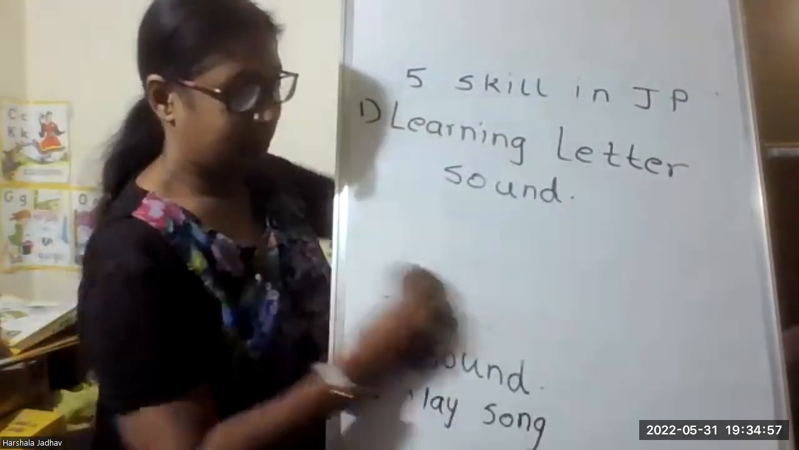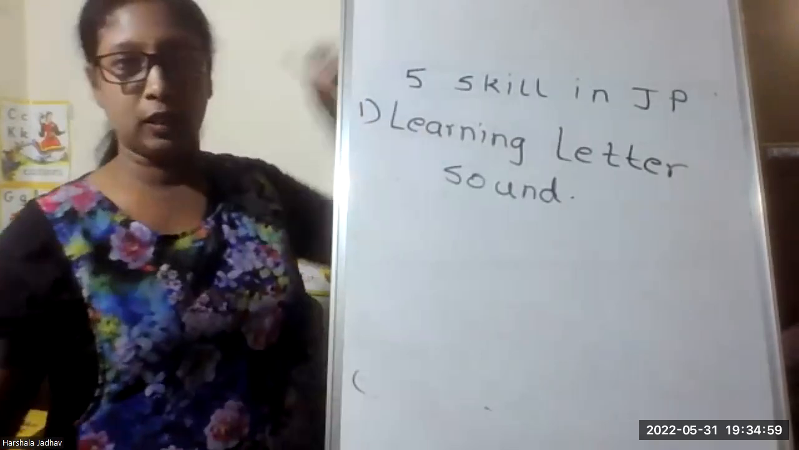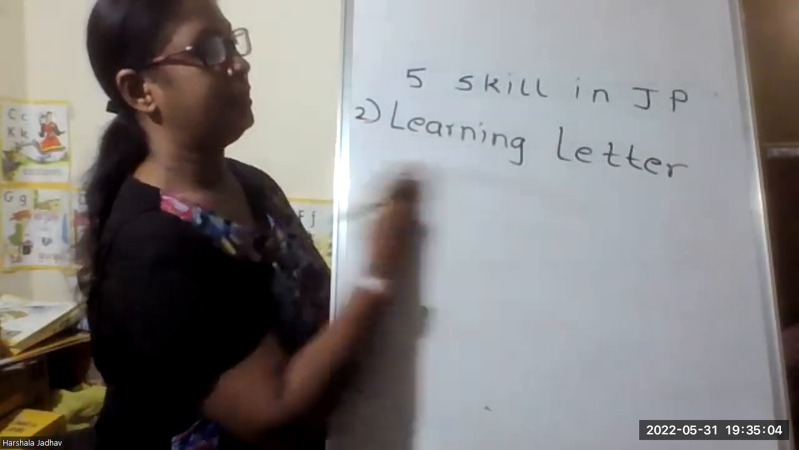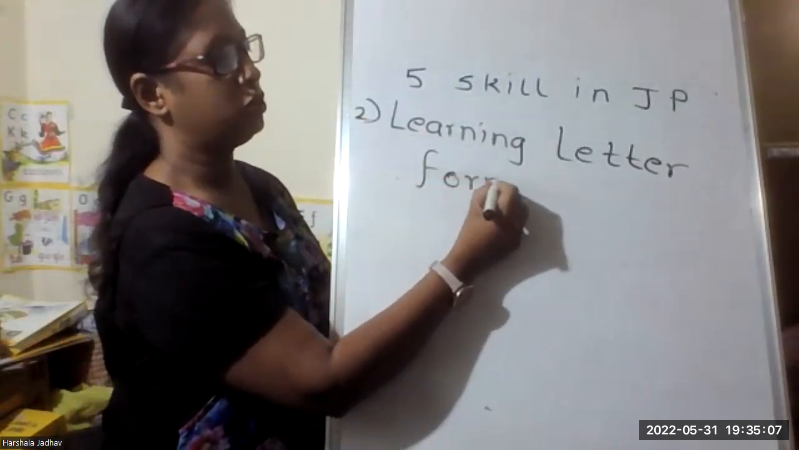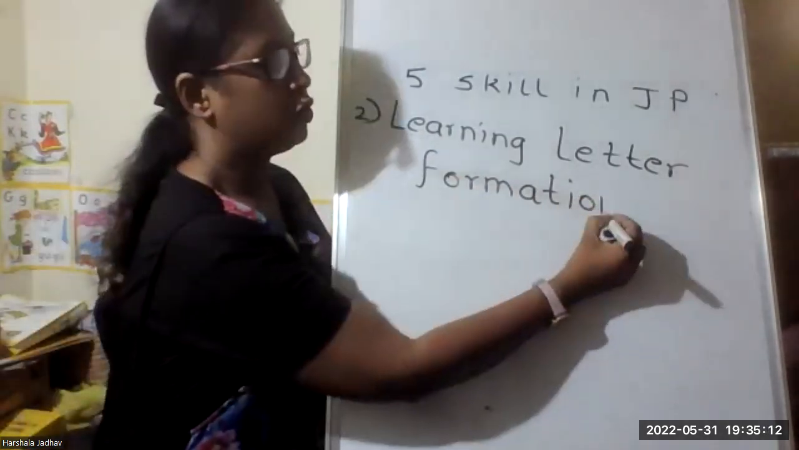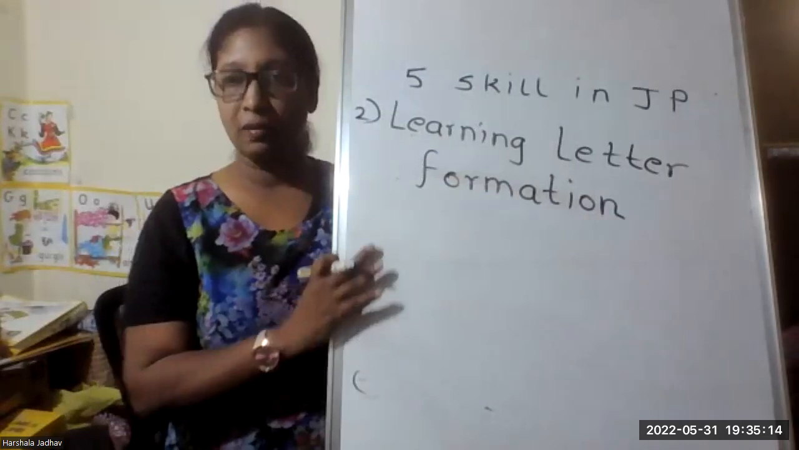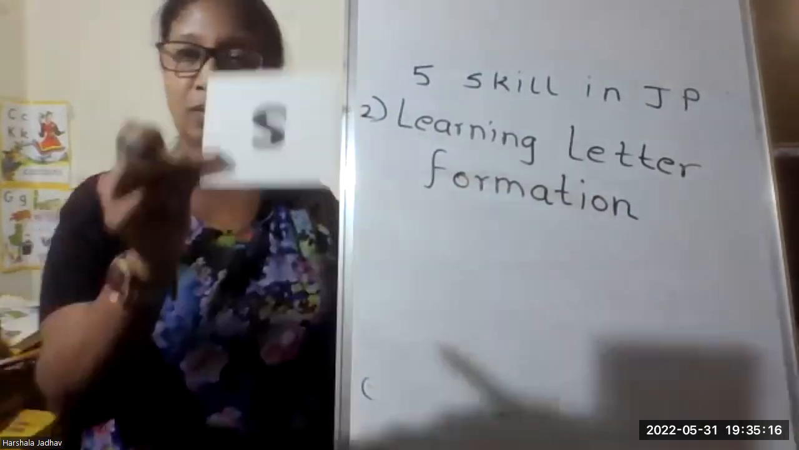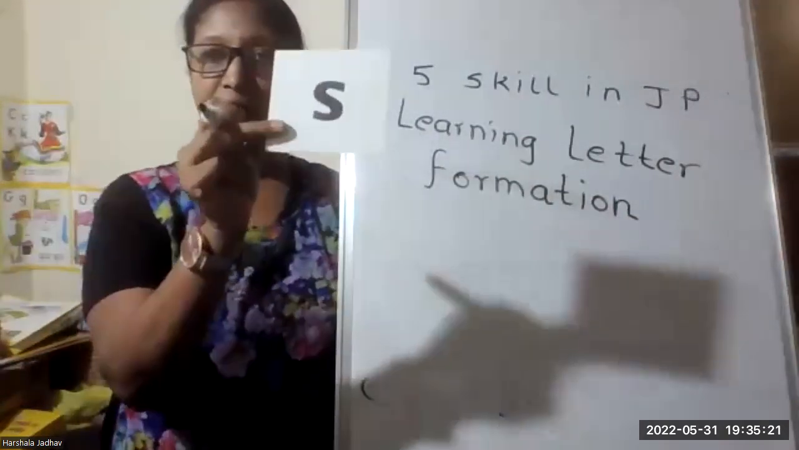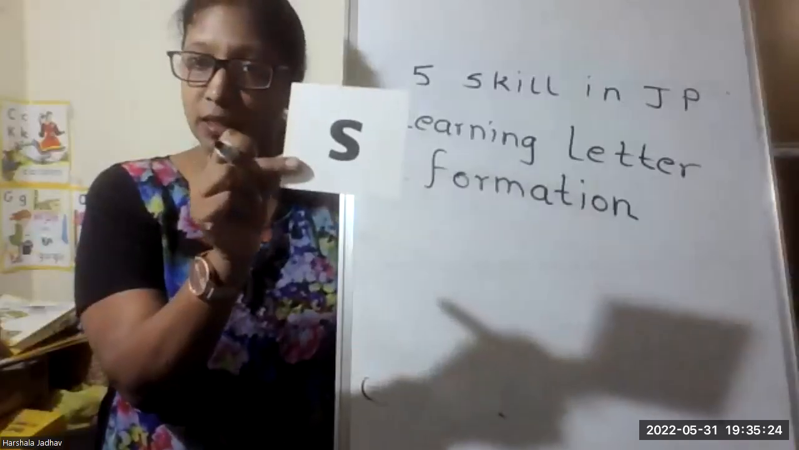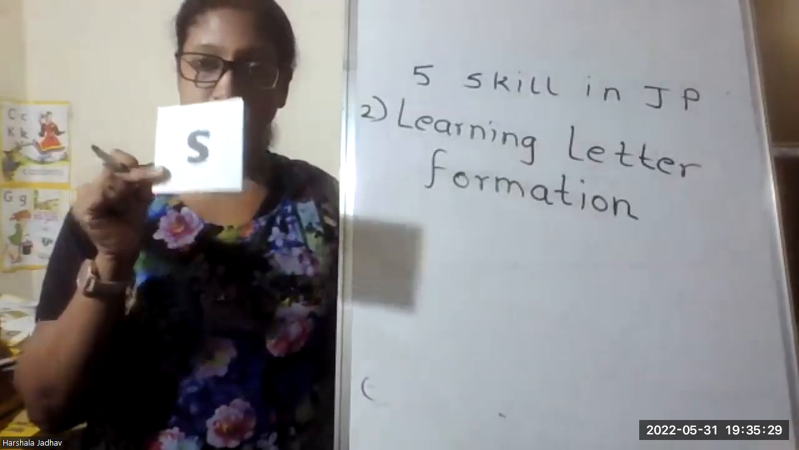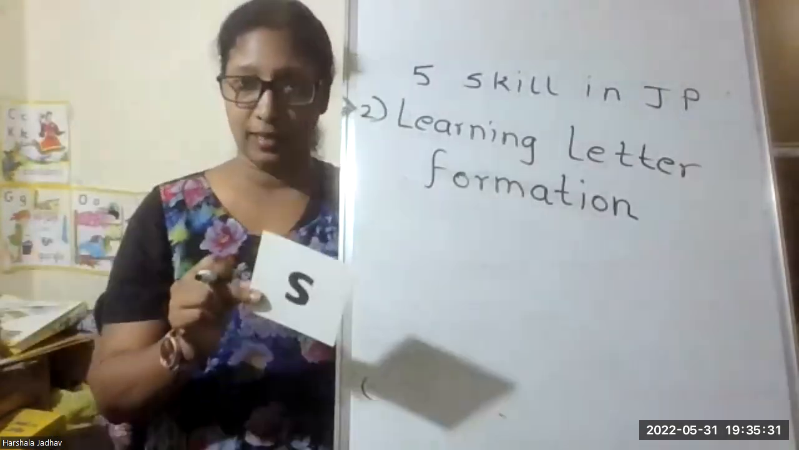Now, what is the second basic skill of Jolly Phonics? Okay, we are going to talk about the second basic skill of Jolly Phonics, and that is learning letter formation. What is it? Learning the letter formation. That means we are going to help the child to know how to write this letter. Right now, we have just shown them the flashcard and we have told them that this is S. But now your next step should be to help children to know how to write that letter.